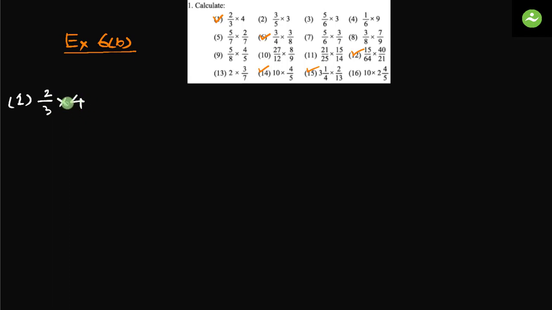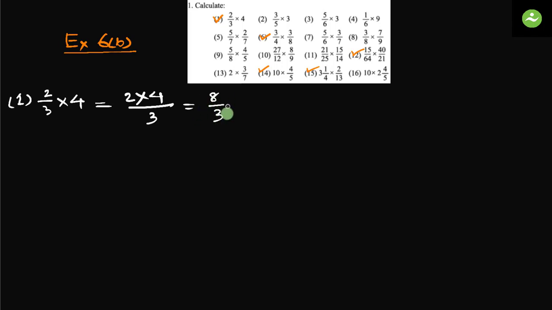We will always multiply the whole number with the numerator. We consider it part of the numerator. For example, we can write it 2 into 4 over 3. Just that simple. Always the whole number will be multiplied and placed on the top. It will be part of the numerator, not the denominator. Equals 4 into 2 means 8 over 3.